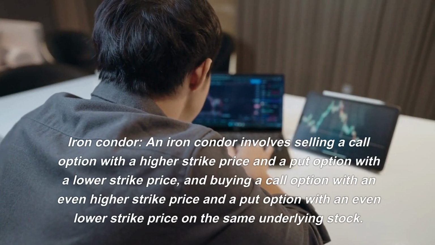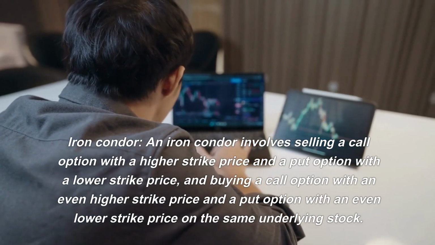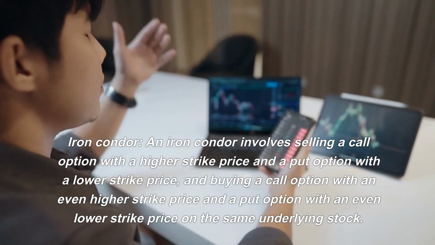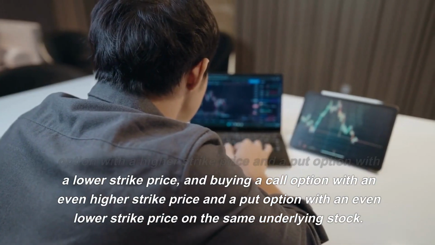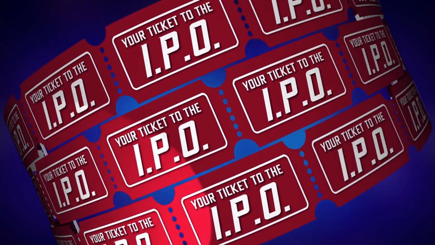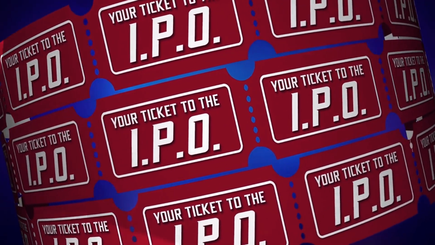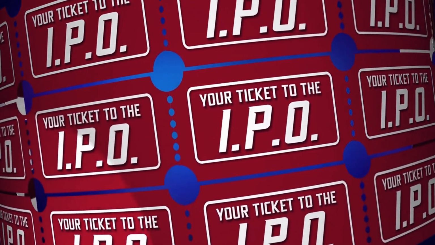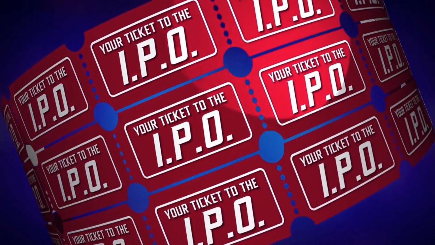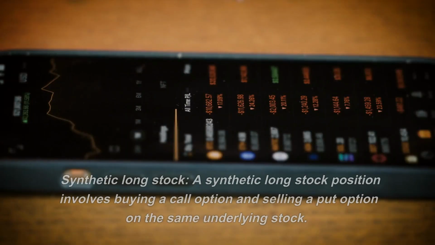Iron condor. An iron condor involves selling a call option with a higher strike price and a put option with a lower strike price, and buying a call option with an even higher strike price and a put option with an even lower strike price on the same underlying stock. This strategy allows the trader to profit from a narrow range of stock price movements while also limiting the potential loss to the difference between the two inner strike prices minus the premium received for selling the higher and lower strike price options.